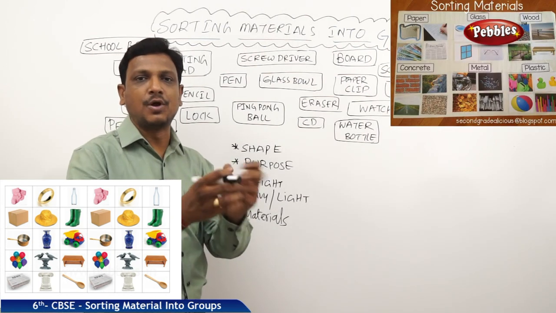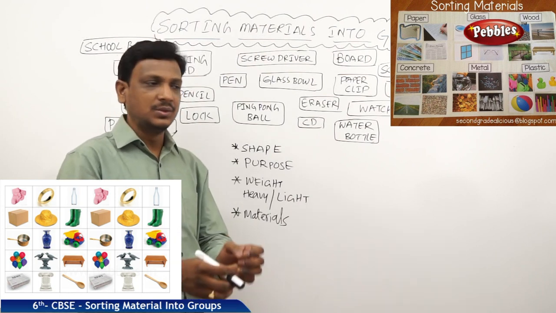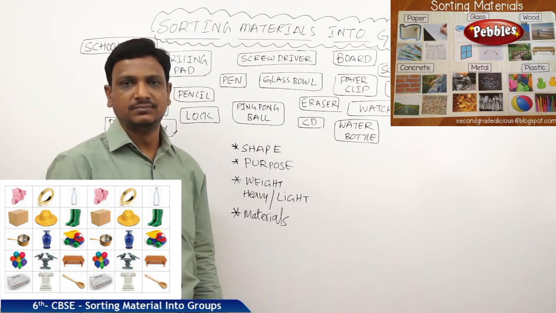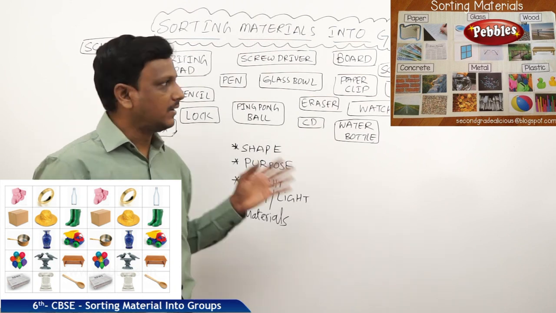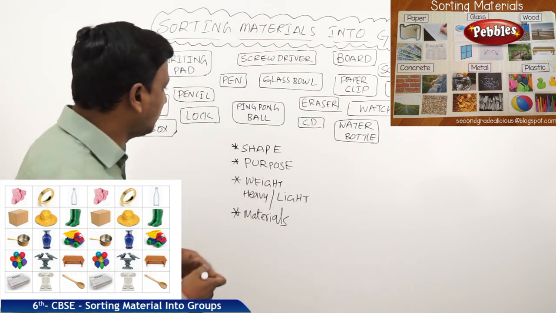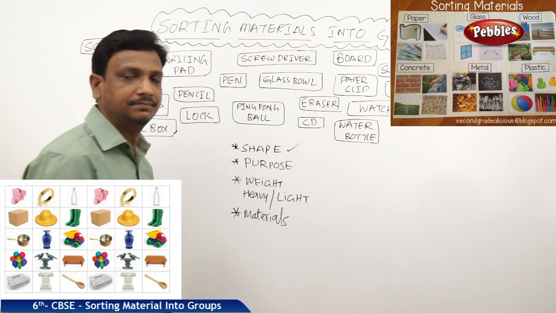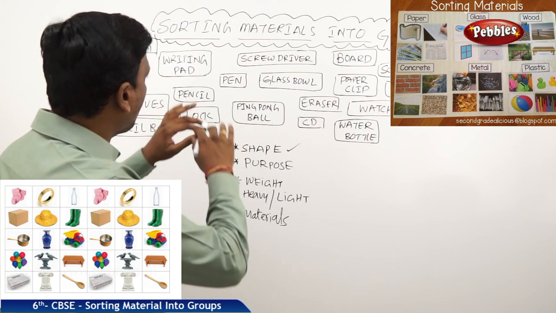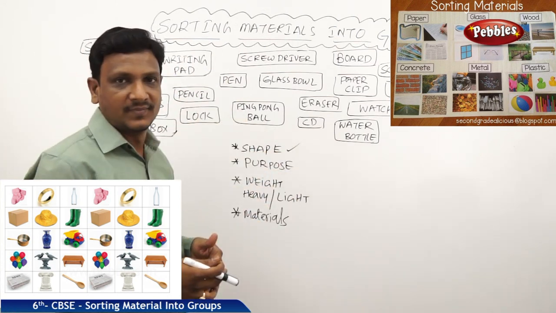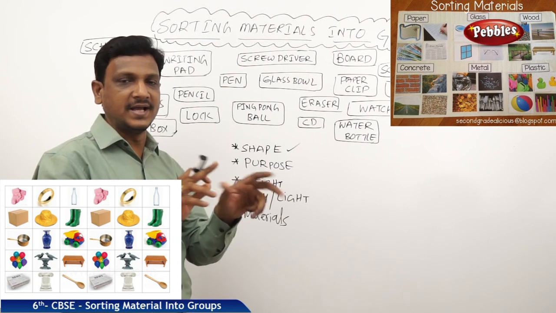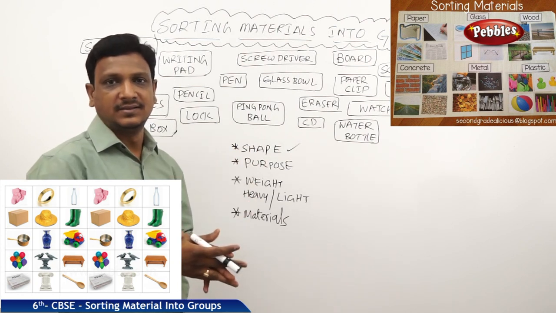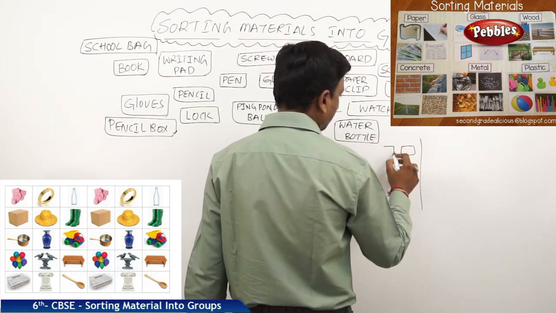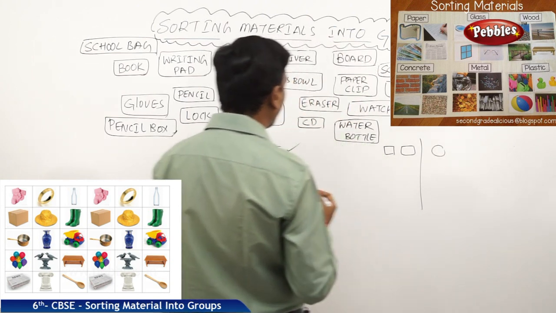We will pick up some property or some character on which we will make them into groups. Which property can you pick up? Anything you can pick up. Here you want to segregate them basing on the property shape, the first one, shape. On basing the shape, you would like to keep all the round ones on one side and flat ones on one side, or rectangular or square ones on one side and circular or round ones on the other side. Rectangular, square, circular. So what is round here?